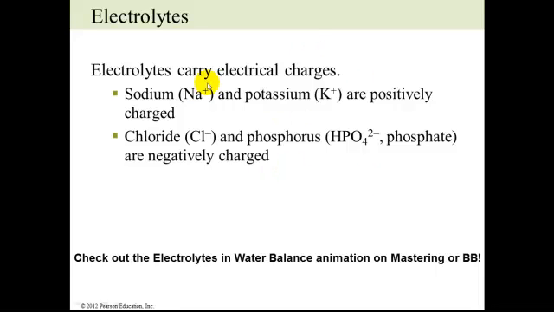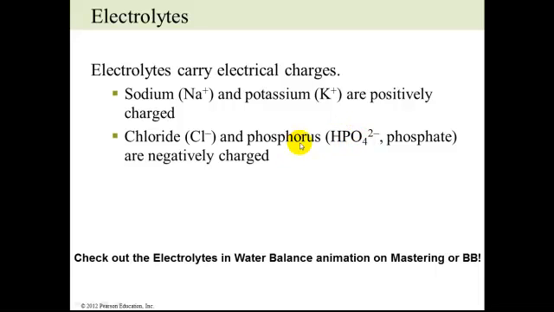If we take a look, these electrolytes have charge to them. So they're able to carry electrical charges. Here is our sodium ion. Sodium is written as Na. And then we have potassium. Potassium is written as K. So this is sodium plus, potassium plus. Those are the ions, and these have a positive charge. Here we have the chloride ion with that negative, and then phosphorus.